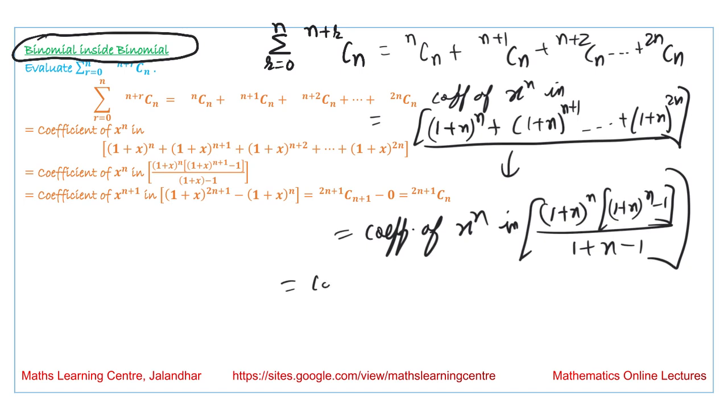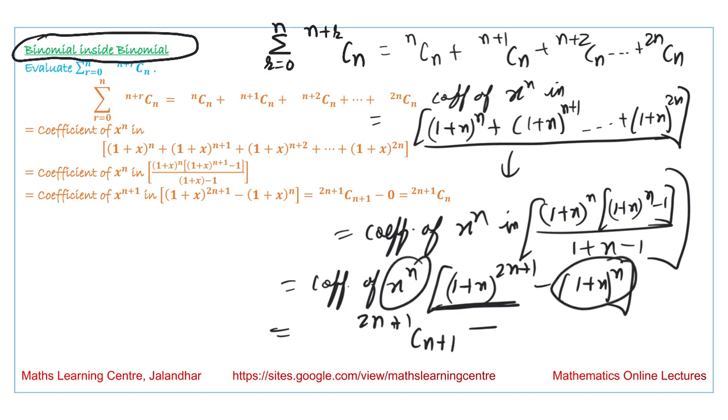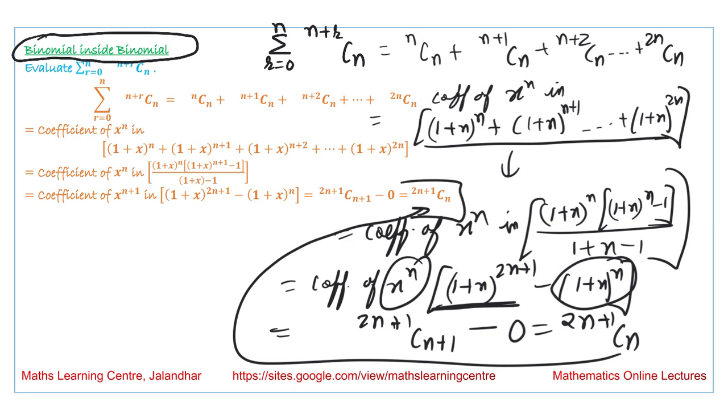So we obtain this is equal to the coefficient of x^n in the expansion of ((1 + x)^(2n+1) minus (1 + x)^n). If we write the value of this term, the coefficient of x^n, it is (2n+1)C(n+1), and the coefficient of x^n in this expansion is 0. So the answer we obtain is (2n+1)C(n+1). This is the answer we obtain in this case.